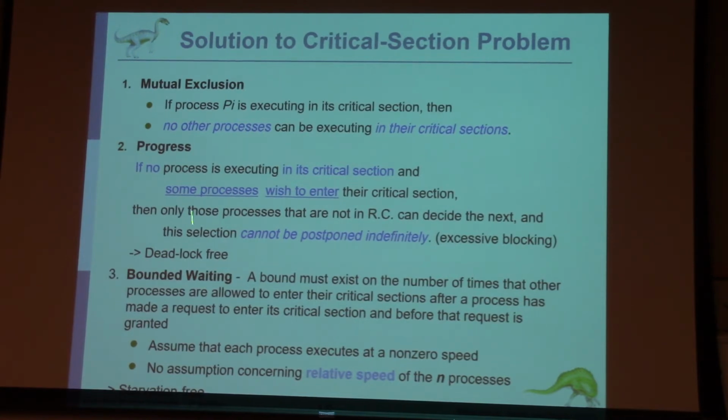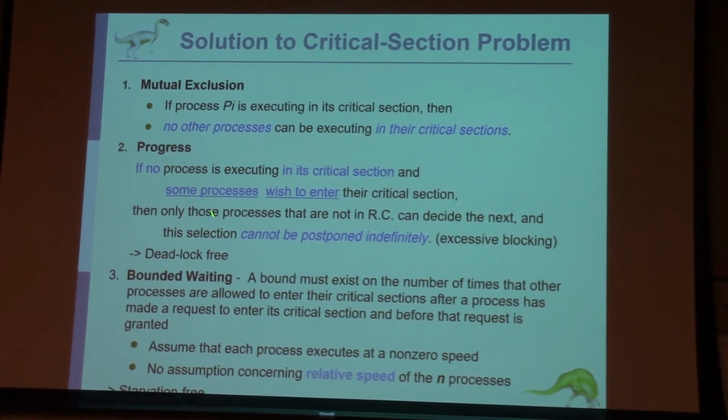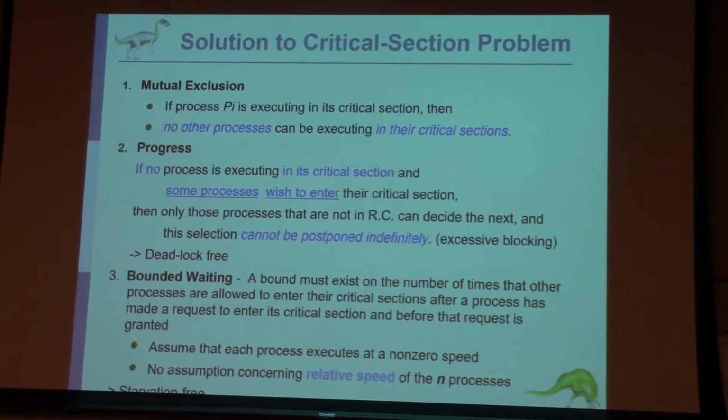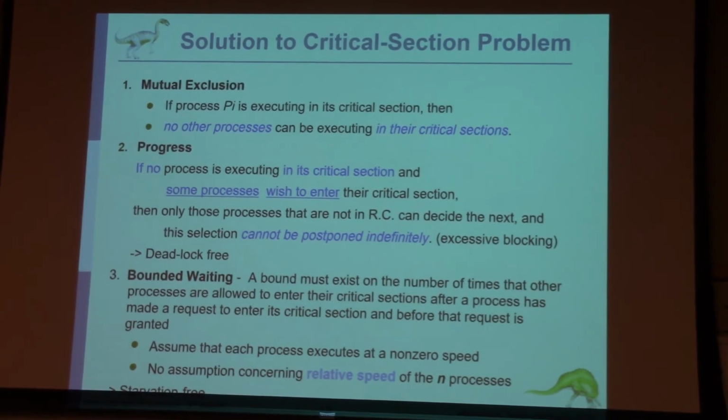So, all three. For the progress requirement, the selection must be done. For example, another example of a progress violation is if deciding the next person to use the bathroom takes forever.